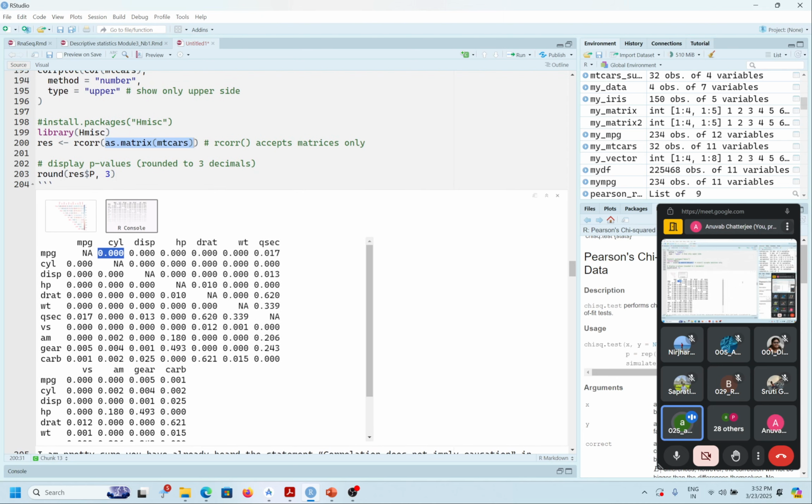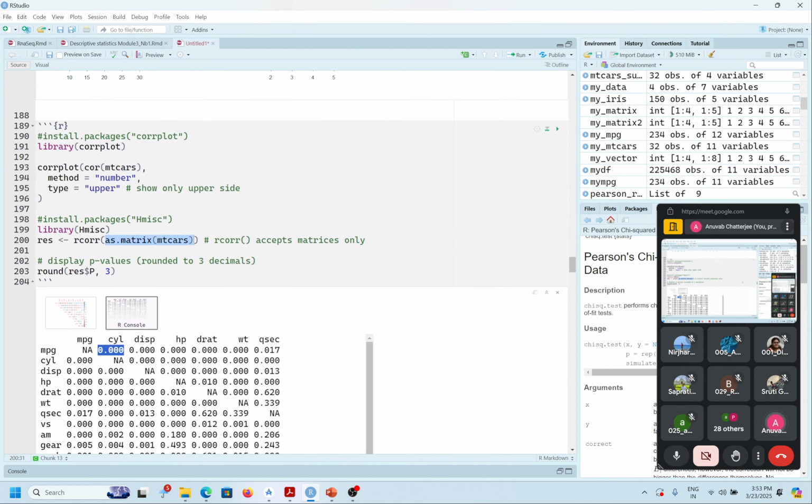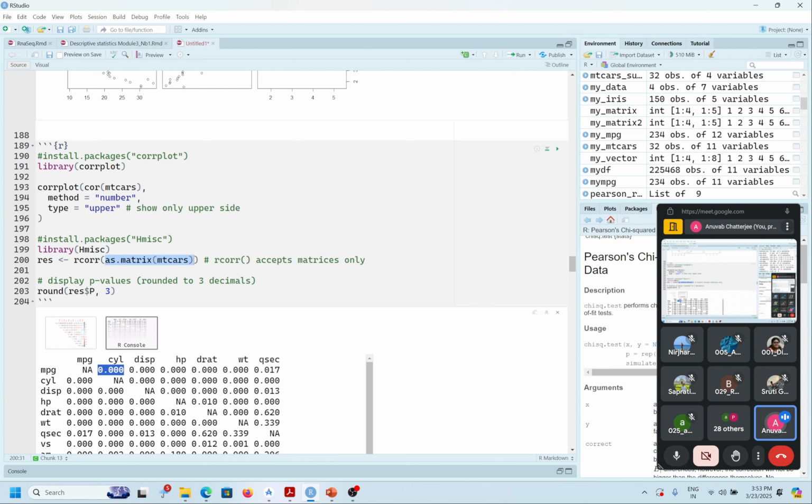Sir, it's showing an error: there is no package called corrplot. So you have to install the package corrplot. I have commented this out because multiple times I didn't want to install. So if you are running it for the first time, you run it without the hashtag. It should install and then run the entire code. Similarly with the Hmisc package, you first have to install it. So without the hashtag, you run it and then it should run.